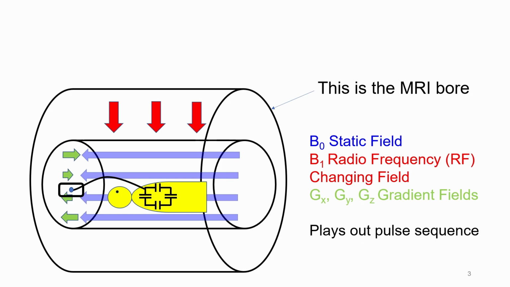And so the three different types of fields here, the B0, B1, and your gradient fields, they each play different waveforms. And they play out what we call a pulse sequence. So you can think of each of these fields as instruments in a symphony, and the pulse sequence itself is the symphony. And a lot of research has been done to figure out how to optimize a pulse sequence in order to create the best image possible depending on what anatomy you're trying to image.